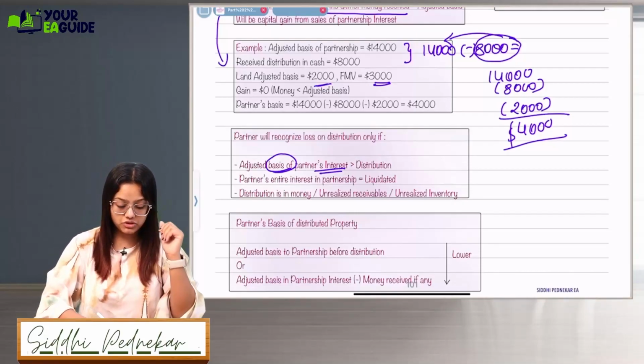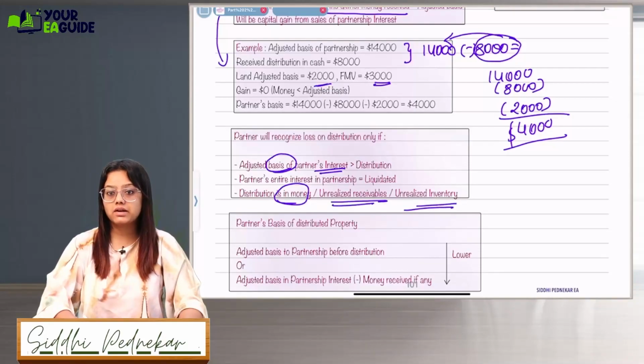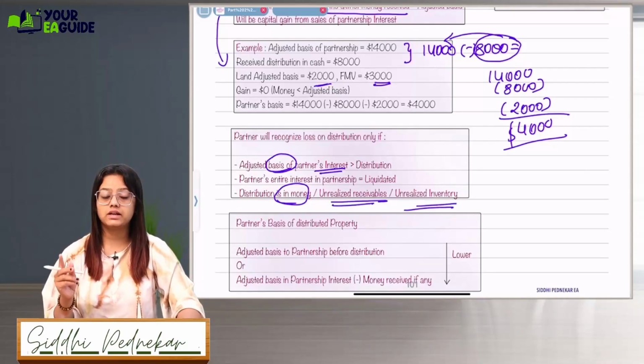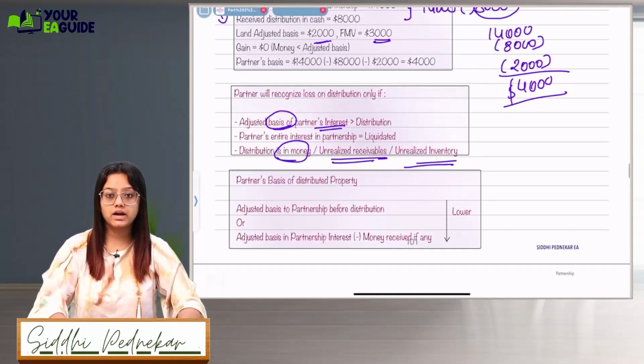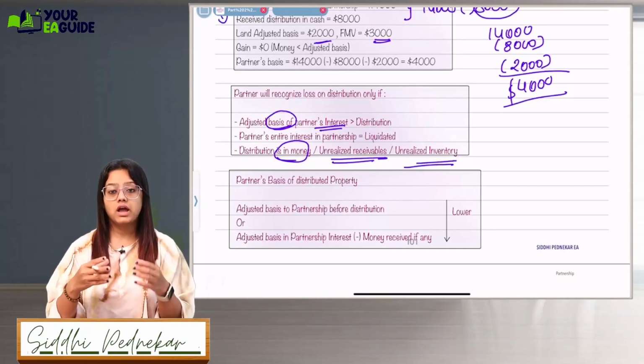Okay, so in a distribution of money, unrealized receivables and unrealized inventory, if only these three cases are there, then property will not be counted over here. Only money, unrealized receivables and unrealized inventory, these three will be considered at the time of distribution, and if you receive them and there is a loss.